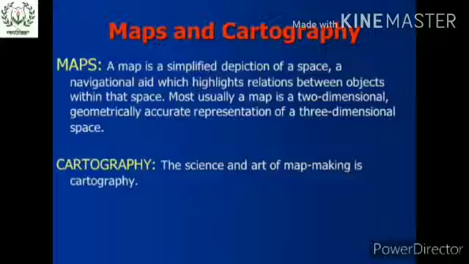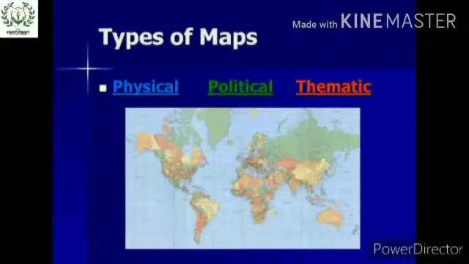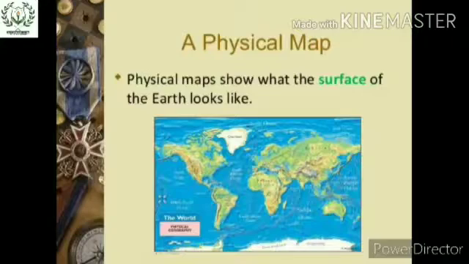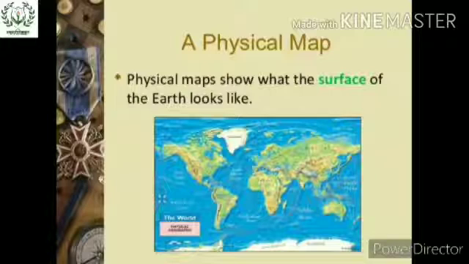And what is cartography? The art of making or drawing maps, or the science and the art of map making, is called cartography. We can divide the maps basically in three types. First one physical, second is political, and third one is thematic maps. Physical maps show what the surface of Earth looks like. That means hills, plateau, plain land, rivers. Those are the physical maps.